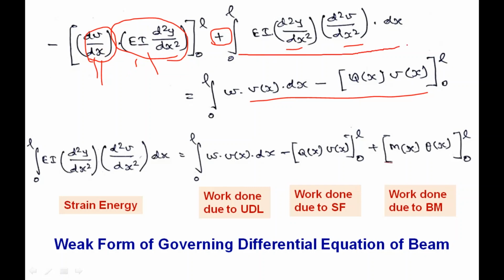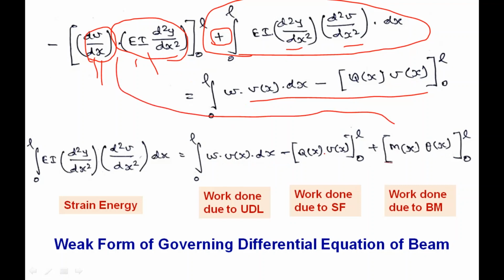Keep this integral on the left hand side and take this part to the other side. We get the final equation: integral 0 to L EI d²y/dx² d²v/dx² dx equals, first, integral 0 to L w v(x) dx minus q(x) v(x) from 0 to L, plus this term taken here, M(x) theta(x) from 0 to L. Now this is the weak form of the governing differential equation of the beam problem.